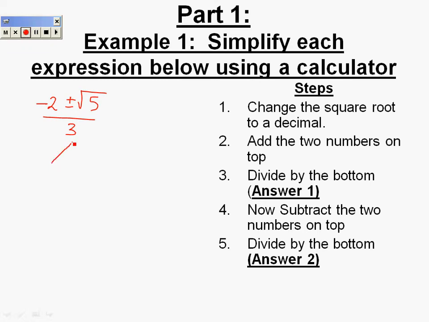So the first thing we're going to do is do the square root of 5. You guys can do that with me and tell me what you get. 2.2? I agree. 2.2. Okay, now we're going to split it up because steps 2 through 5 require us to have two different problems, one where we're adding and one where we're subtracting.